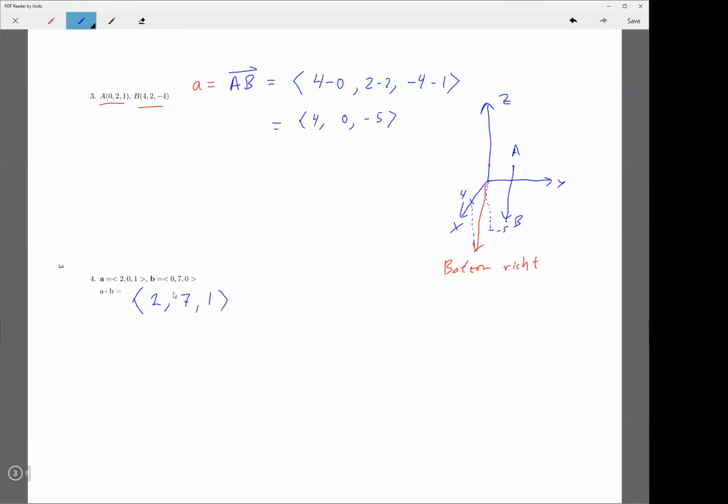Okay, and then illustrate geometrically. Oh dear. Okay, so illustrating geometrically, that's a little bit more difficult.